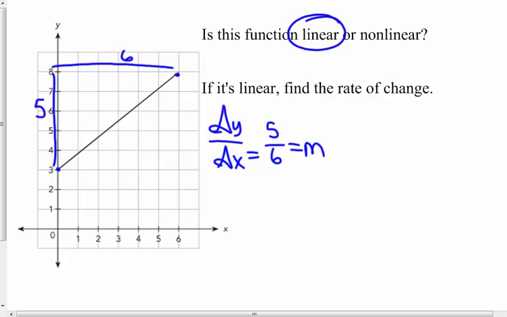So it does have a constant rate of change, up 5 over 6, or it could be for every going over 1, my y would be going up, if you do 5 divided by 6, 0.8333 repeating, and over 1 if I wanted to put it in smaller terms, but I would just leave it 5 over 6.